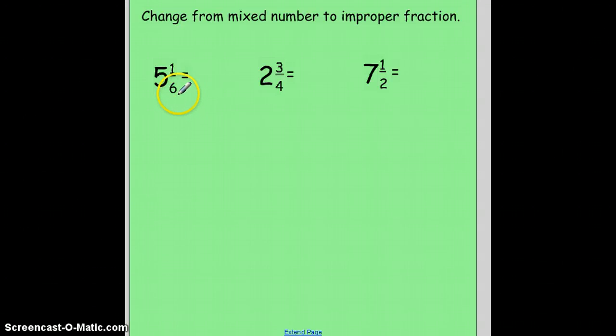Okay, so I hope you remembered. 6 times 5 is 30, plus 1 gives us 31/6. Okay, 4 times 2 is 8, and 8 plus 3 gives you 11/4. All right, let's see if you got the last one correct. 2 times 7, you got it, 14, plus 1 gives us 15/2. All right, let's move on.